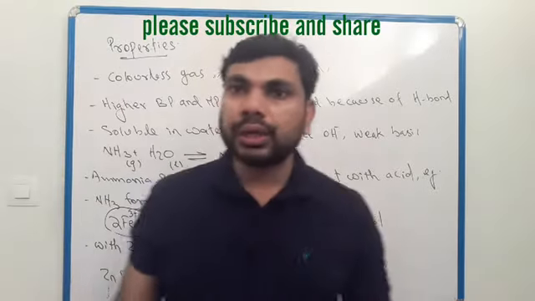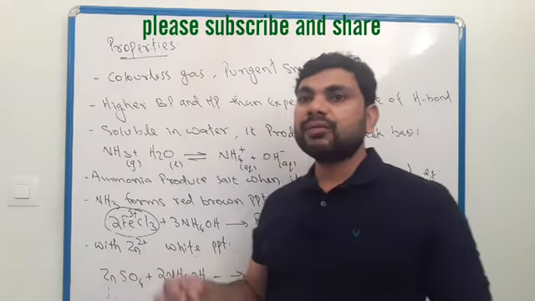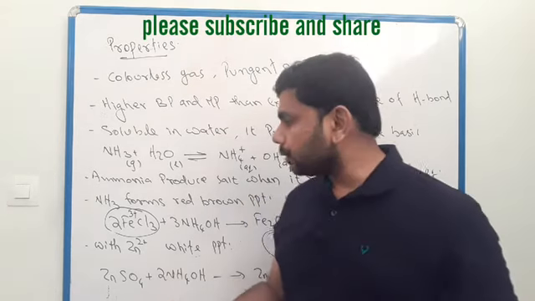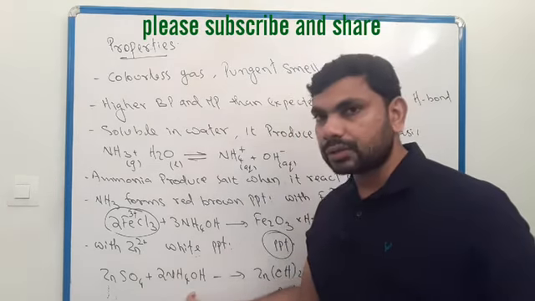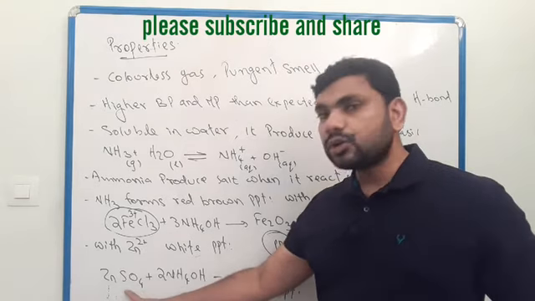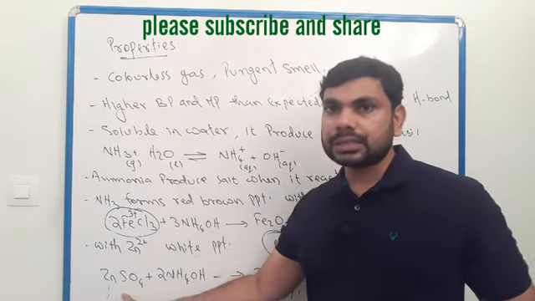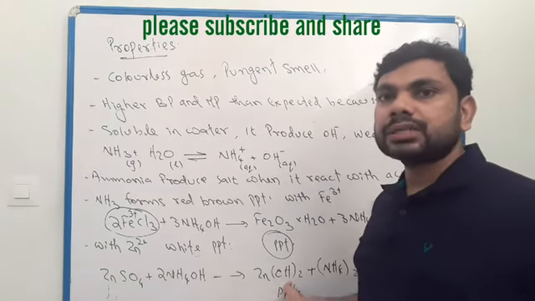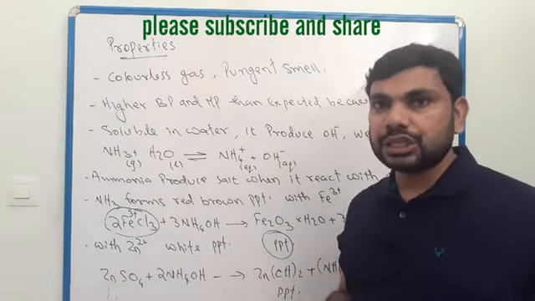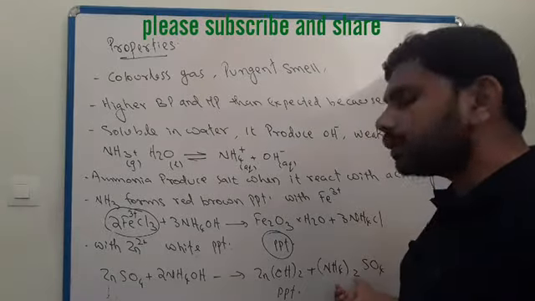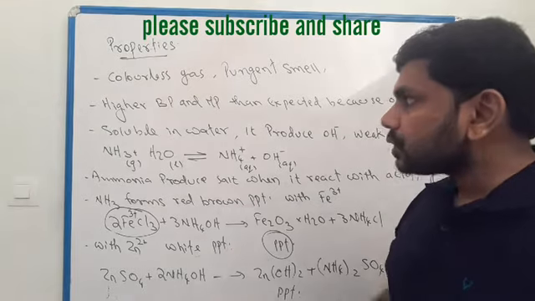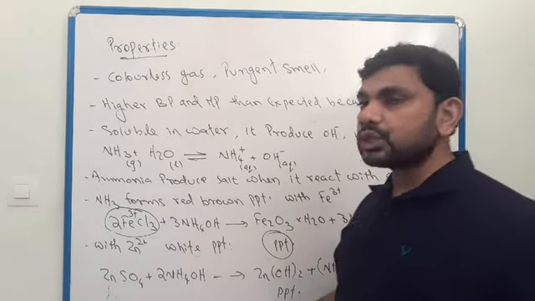Similarly, I told you here, ammonia in presence of Zn2+ produces a white precipitate. Aqueous ammonia will be in the form of ammonium hydroxide. It reacts with the zinc compound Zn2+. It produces zinc hydroxide. Zinc hydroxide will be a white precipitate. Okay, and here ammonium sulfate will be the side product. Clear?